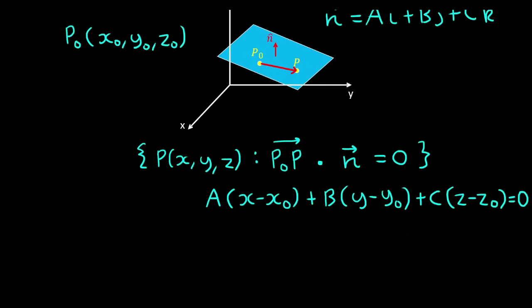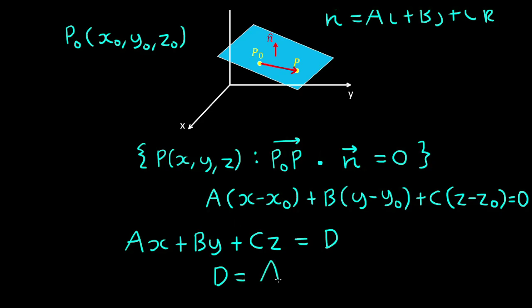Now this component form can be simplified further if we have A by x plus B by y plus C by z, and we take the rest of the terms to the other side of the equation. So we call this the constant d, and d is equal to A x0 plus B y0 plus C z0. So you'll find these different representations of a plane in textbooks.